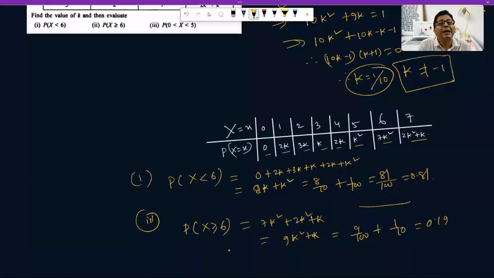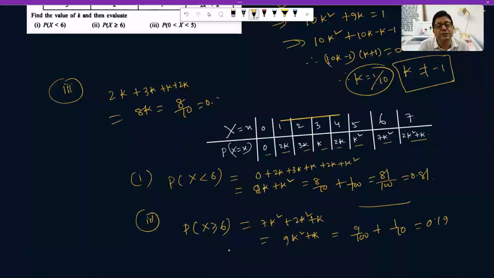Clear? And P(0 < X < 5), how do you find the third part? Greater than 0 and less than 5 is covering these four things. That is 3k. No, first one is 2k. 1, 2, 3, 4. It will be 2k plus 3k, k plus 2k. So the answer is 8k. That is 8 by 10, 0.8.